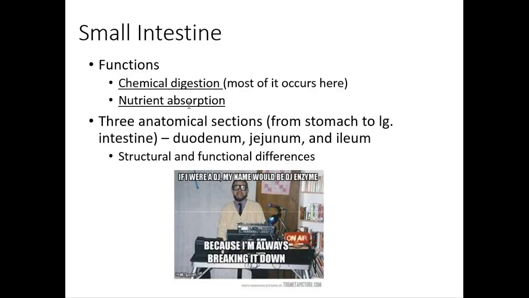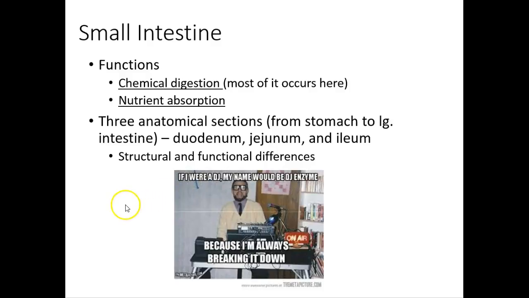There's three parts of the small intestines: the duodenum, jejunum, and ileum. Remember how I told you to remember them? DJ, ileum gets the party started. And here's our little rapper guy. And he says, if I was a DJ, my name would be Enzyme because I'm always breaking it down.